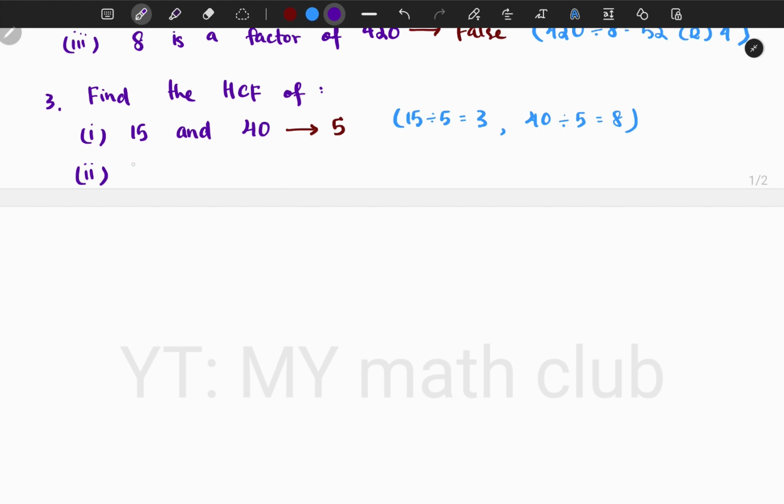The last question for today, find the highest common factor of 3, 9, and 15. The answer is 3. Again, all you have to do is divide all three numbers by 3 to show that it is in fact a factor of all three numbers.